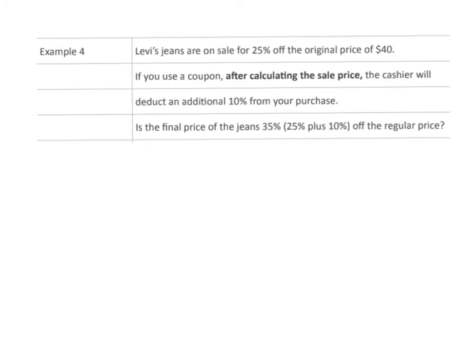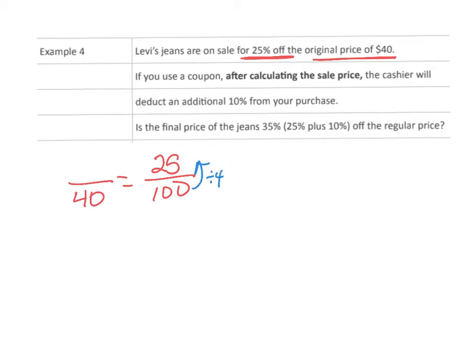Let's try another one. Levi jeans are on sale for 25% off the original price of $40. So let's do that first. 25% off the original price of $40. So let's see. 100 divided by 4 gives me 25. 40 divided by 4 gives me 10. So 25 minus the 10. Whoops, sorry, not 25. Look at that. I almost did the percent. So 40 minus 10 gives us a price of 30.